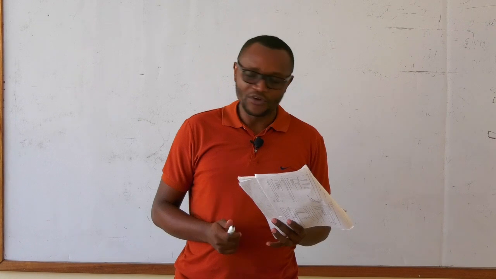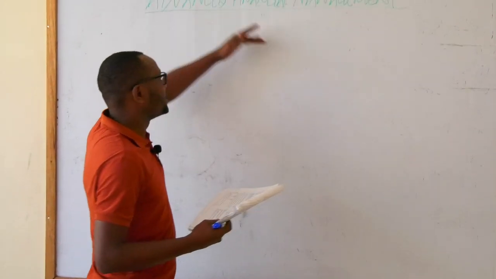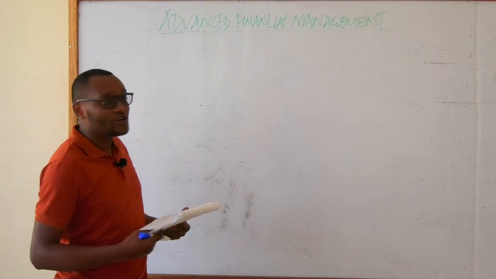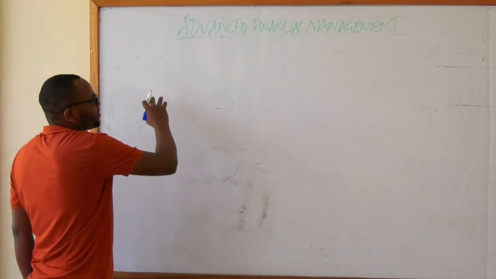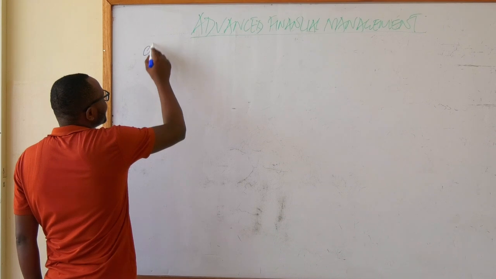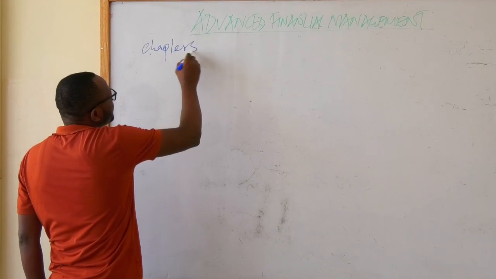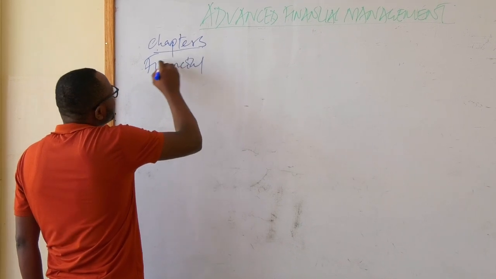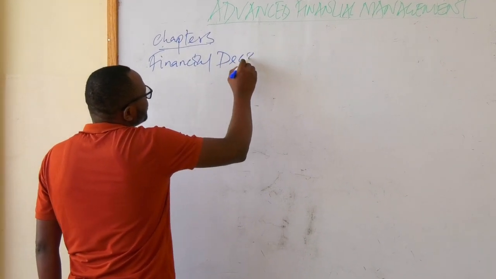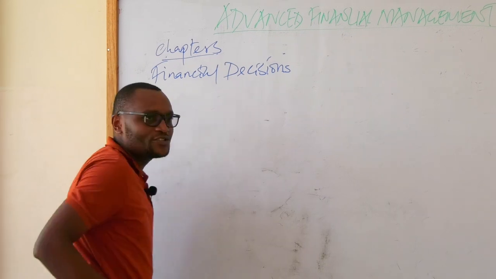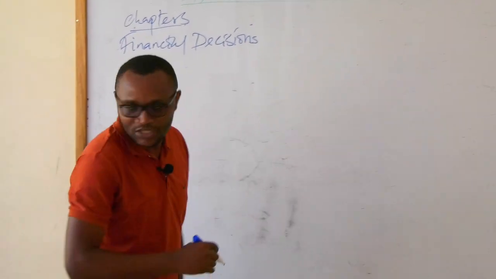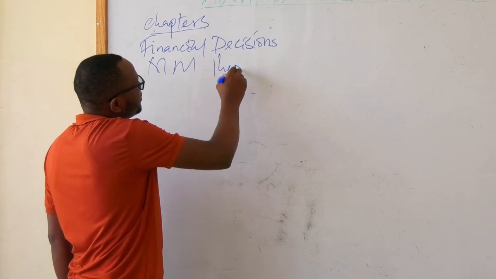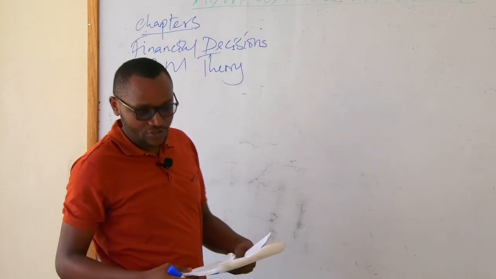So today, we are going to deal with advanced financial management, which is an advanced section. It has a lot of chapters and subtopics, but today I want us to talk about the chapter on financial decisions. Under financial decisions, I'm going to talk about Modigliani and Miller, the MM theory. I'm going to handle a question on MM theory.